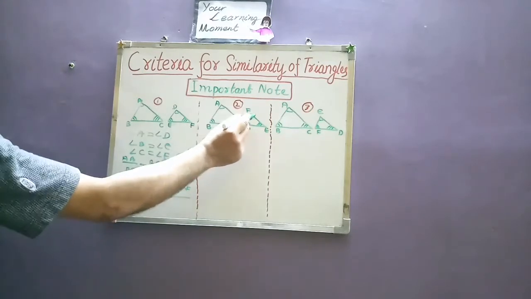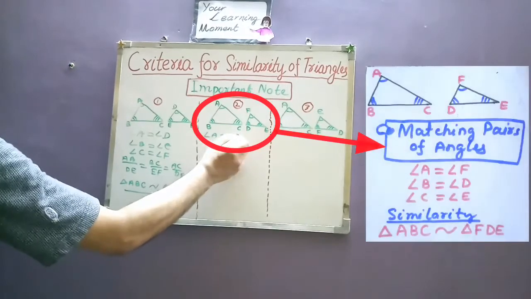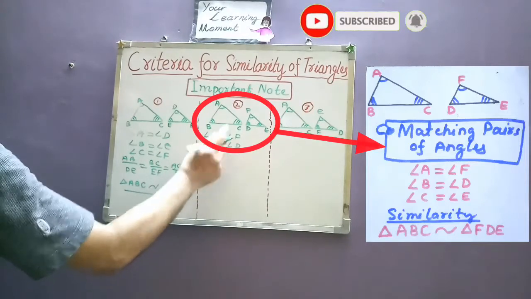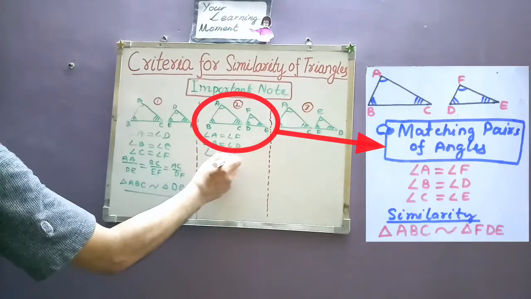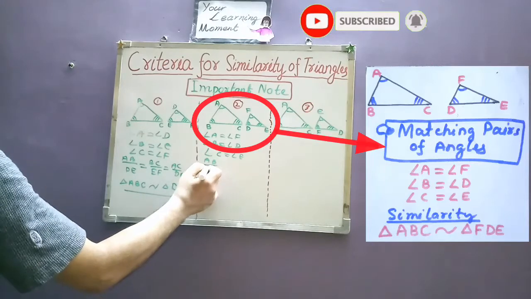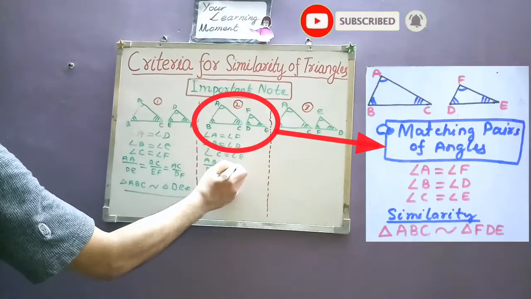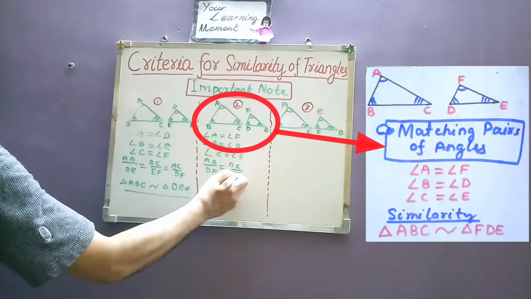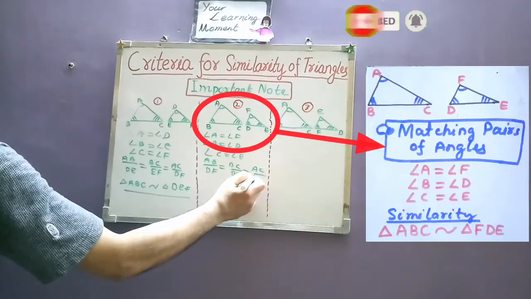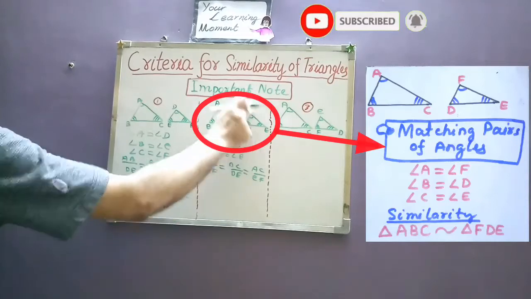Second pair, in triangles ABC and DEF, the corresponding matching pairs are angle A equal to angle F, angle B equal to angle D, angle C equal to angle E, and the ratio of corresponding parts are AB upon DF equal to BC upon DE, that equal to AC upon EF. Hence, triangle ABC is similar to triangle FDE.